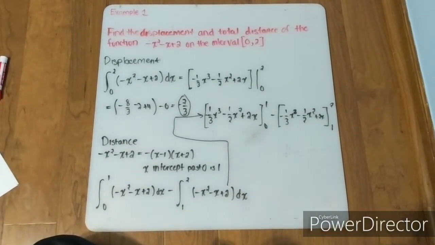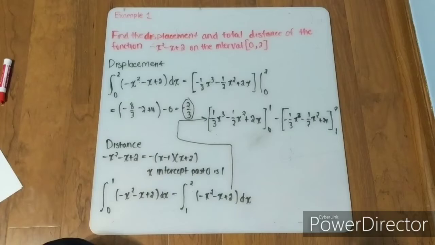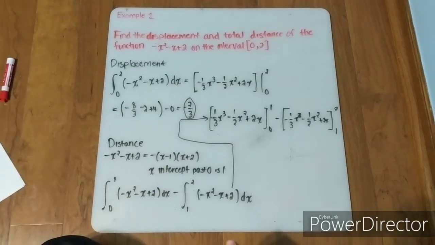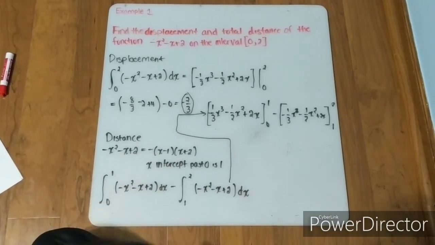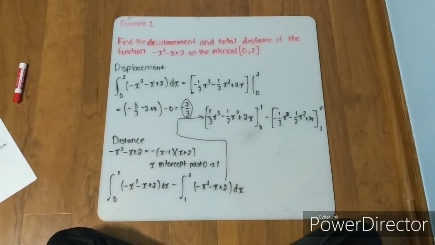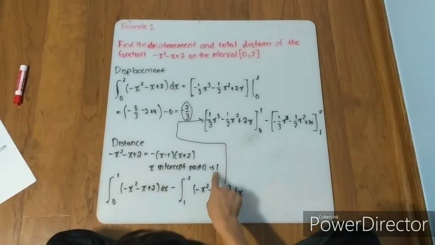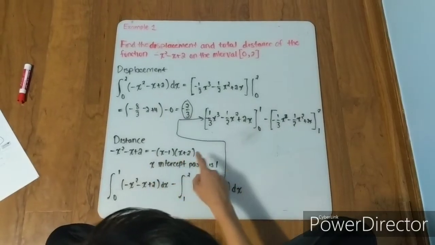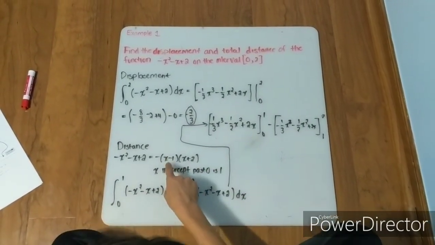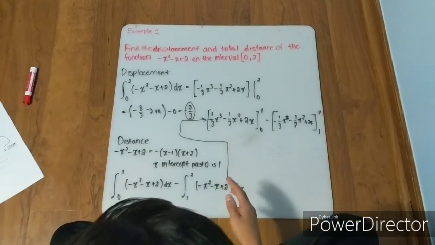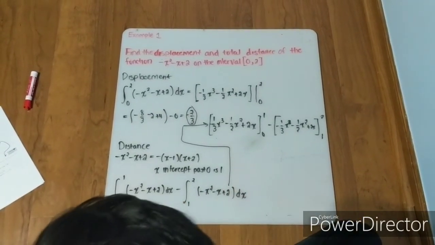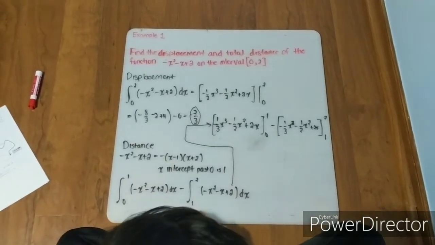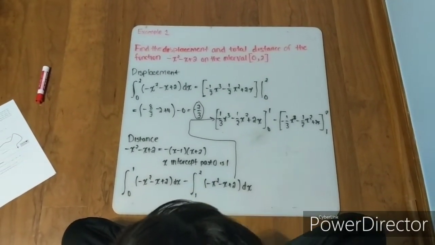To find distance, we need to find the point at which the graph goes under the x-axis, which means we need to find the x-intercept. Since the interval begins at 0, the only x-intercept that could work is 1. So you can see here that I've solved it to find negative x minus 1 times x plus 2, which means that the only viable x-intercept would be x equals 1. This means that we are going to integrate the first half of the function from 1 to 0 minus the second half of the function from 2 to 1, because this part is under the x-axis.